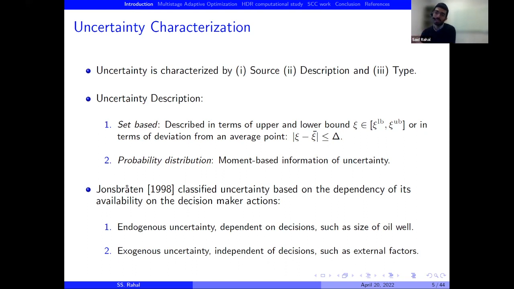It's more or less an endogenous uncertainty, because if you do not open that facility in this location, this uncertainty will not be present in your decision-making problem or process. The second type, which is, I would say, most common, is the exogenous uncertainty, which is independent of any decision you make throughout. External factors are a common example of such uncertainty. Basically, uncertain demand, uncertain price, and stuff like that.